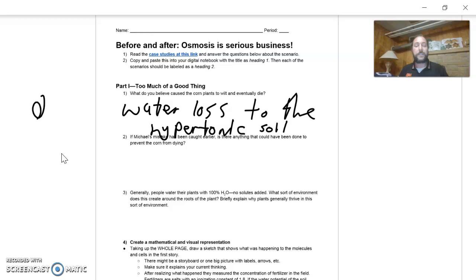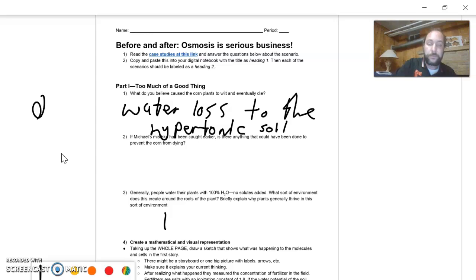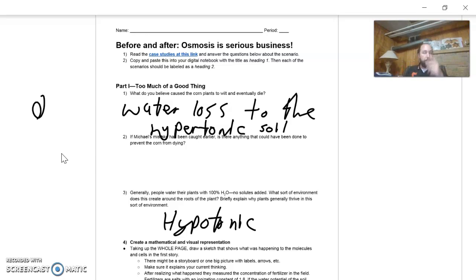What sort of environment does this create around the roots of the plant? In a normal, healthy plant, it creates a hypotonic environment. So water is going to tend to move from the soil into the roots.